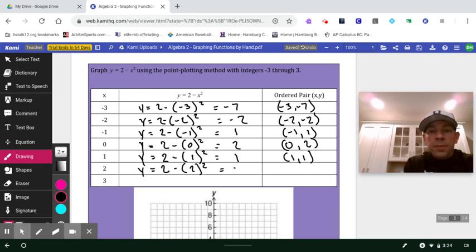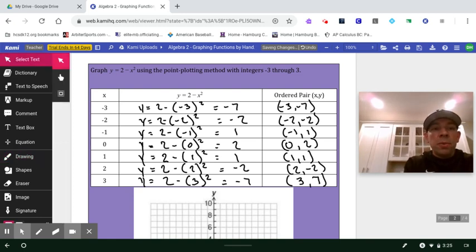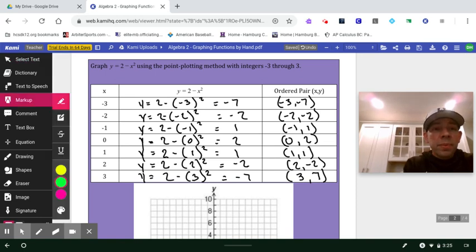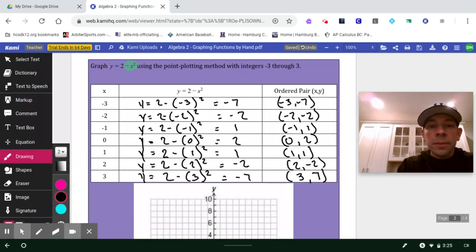2 minus 4 is going to make -2. And y equals 2 minus 3 squared. 2 minus 9 makes -7 again. So this looks like a really nice symmetric parabola. And if we go plot these points, I'll give you a little ninja tip here. See how this x squared was negative? That negative in front of the x squared tells me not only do we have a parabola, but it's going to be one that opens downward. And that's what I'm expecting as we get going here.